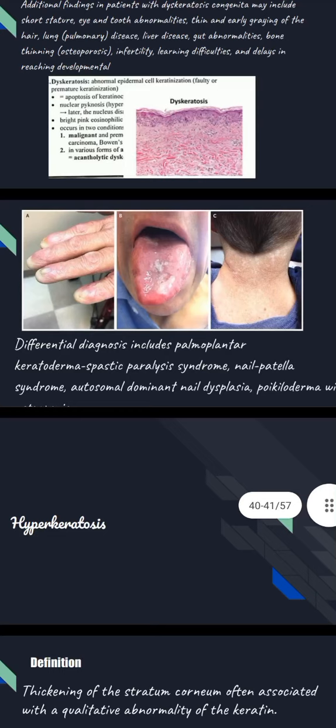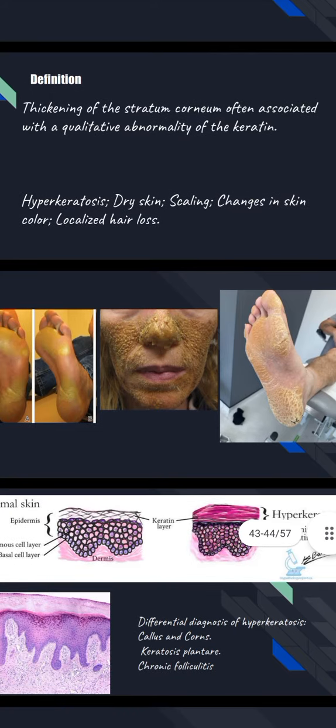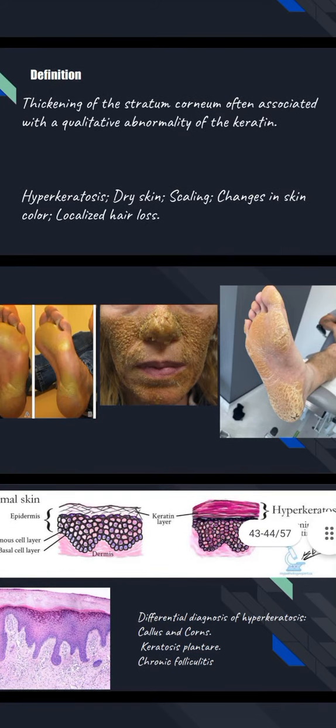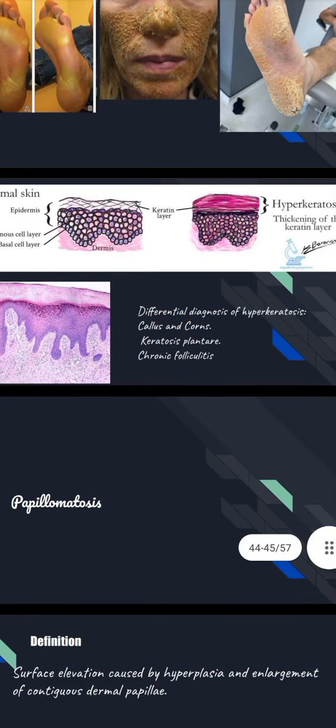Number 3 is hyperkeratosis, thickening of the stratum corneum often associated with a qualitative abnormality of the keratin. Hyperkeratosis: dry skin, scaling, changes in skin color, localized hair loss. Differential diagnosis of hyperkeratosis: callus and corns, keratosis plantar, chronic folliculitis.